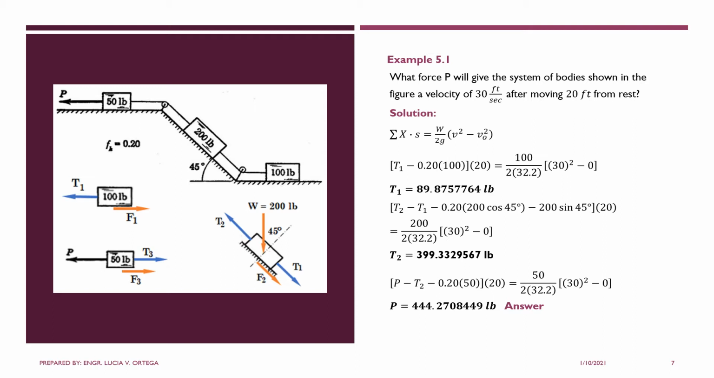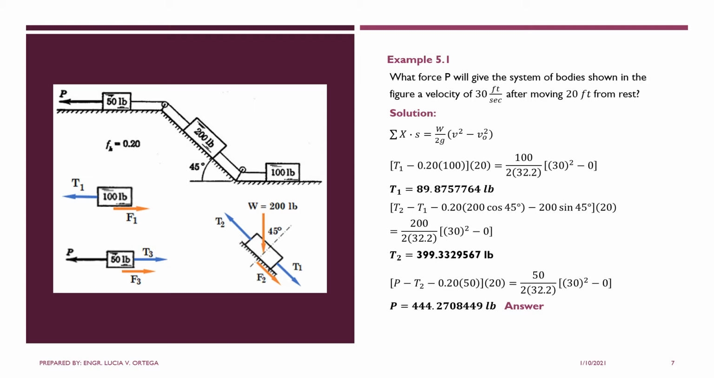Considering this block on the inclined surface, the motion is up the incline, so T sub 2 will be positive, T sub 1 negative, F sub 2 is negative, and the normal component of the weight is also negative. So the work energy equation is T sub 2 minus T sub 1 minus force of friction, 0.2 times the normal reaction, that is equal to 200 cosine 45, the normal component of the weight, minus 200 sine 45, that is the tangential component of the weight.